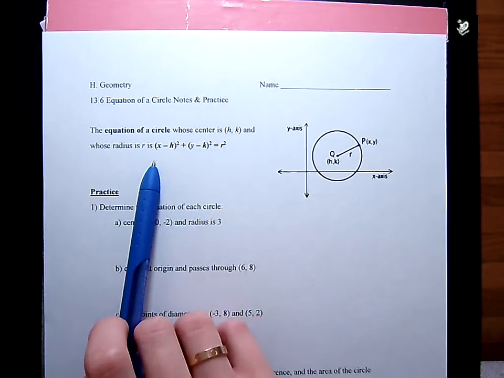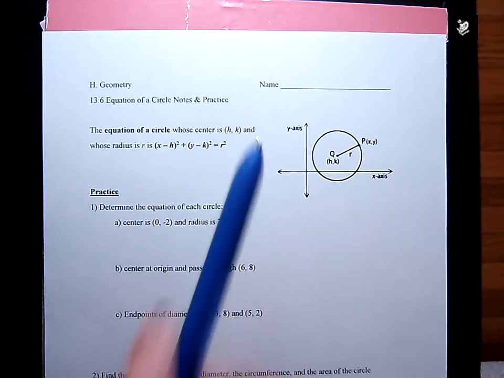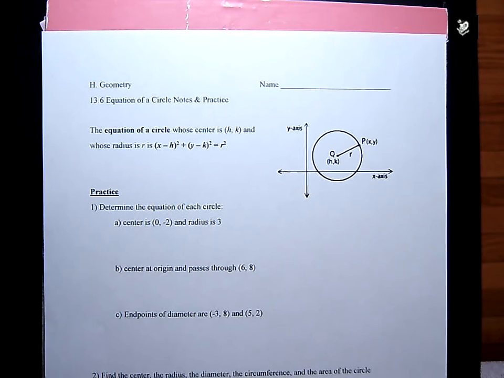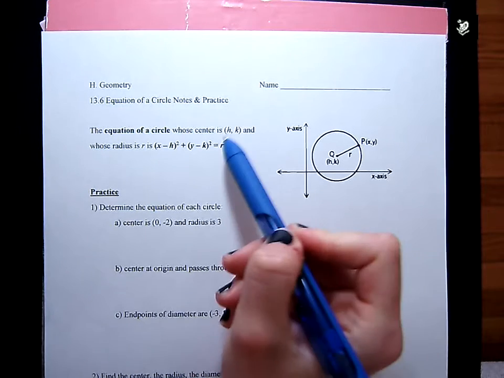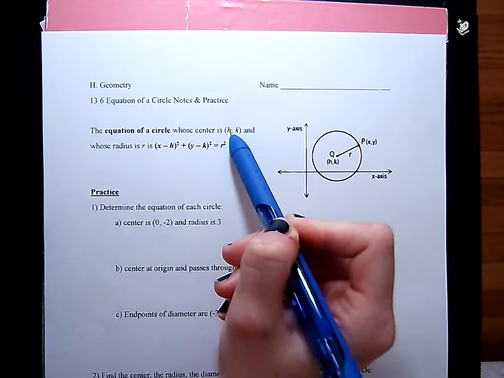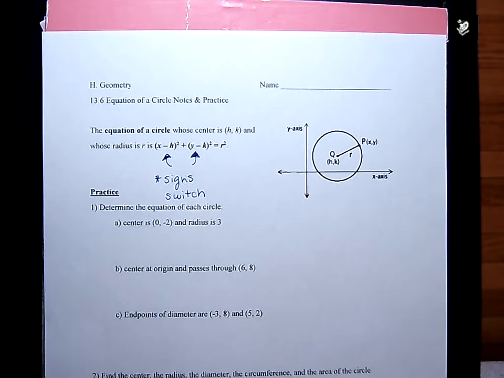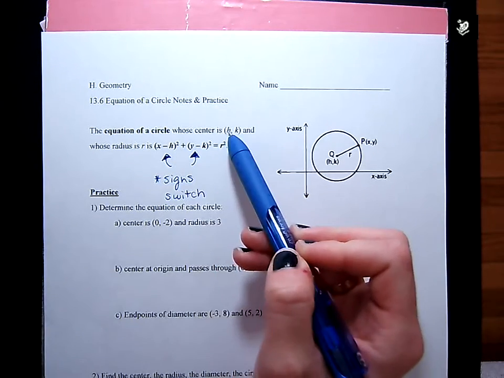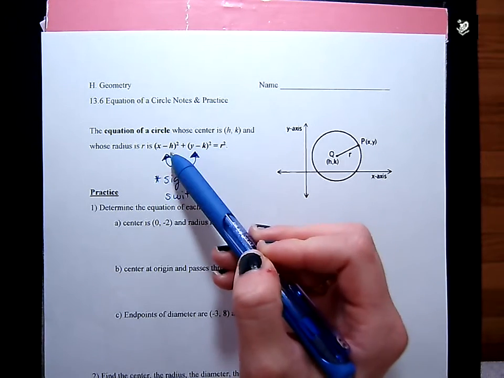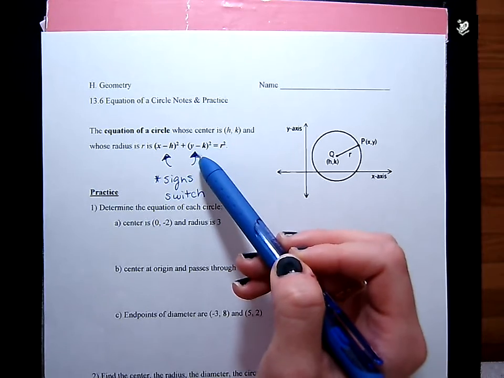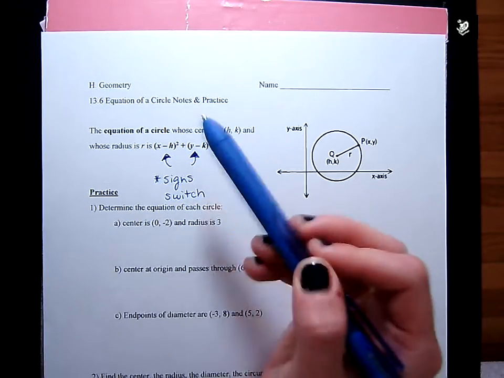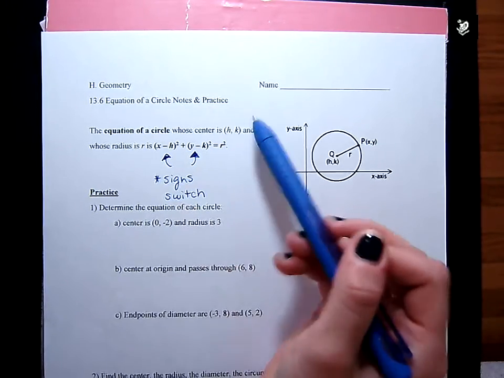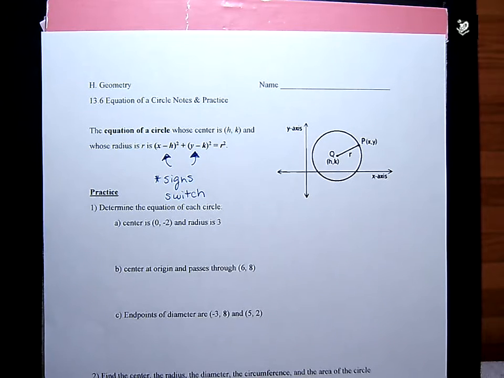Now, it seems long right now, but by next year you'll have it memorized. So notice one thing. The center is represented by the letters H and K. But when they're plugged into the formula, a positive H becomes a negative H. A positive K becomes a negative K. So when you plug into the formula, the signs of H and K are actually going to switch. So just be aware of that when you're plugging in.